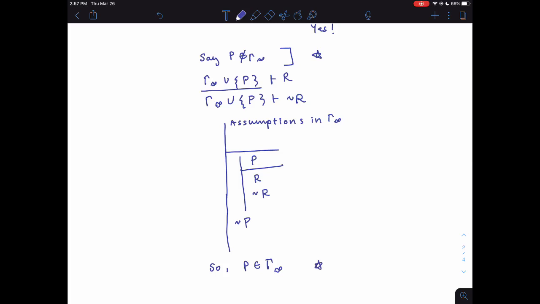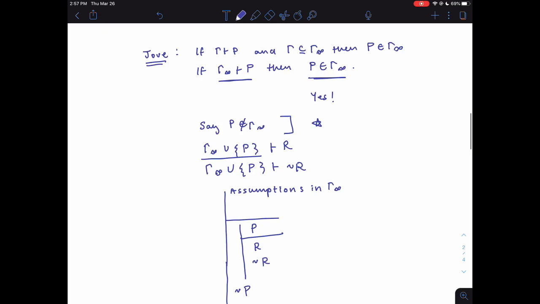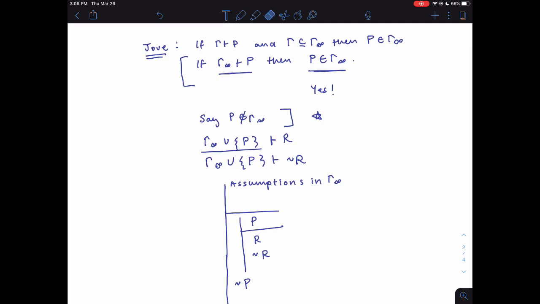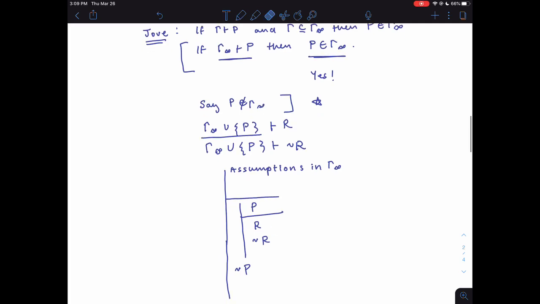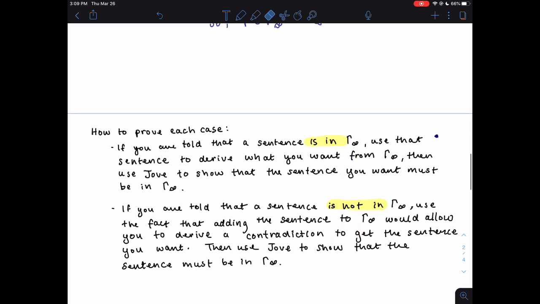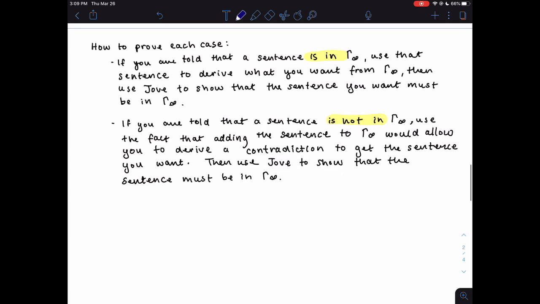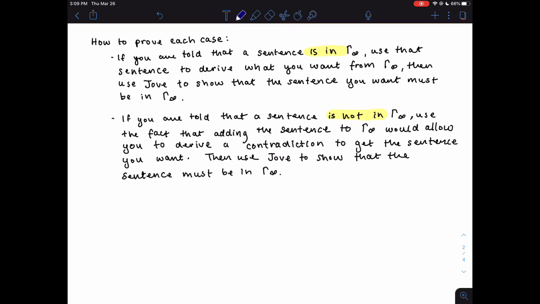So this is a shortened version of the proof of JOVE, but all that you need to know is this, right? If gamma infinity allows you to derive a sentence P, then P must also be a member of gamma infinity. And we're going to be appealing to JOVE a lot in our proof of the regularity lemma. Here is how you prove each case of the regularity lemma. This might sound like gibberish right now, but it's going to become a lot clearer once we do a couple of cases of the proof.